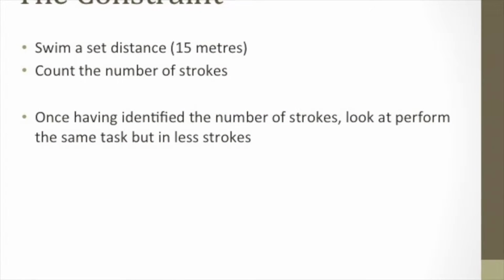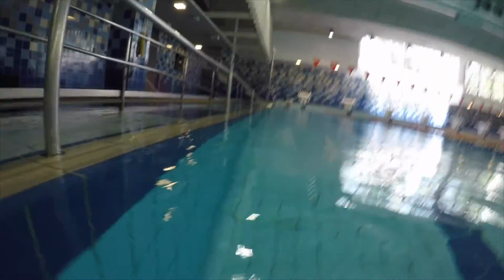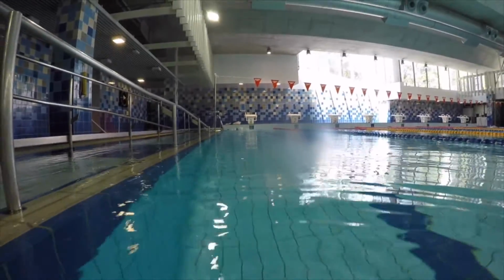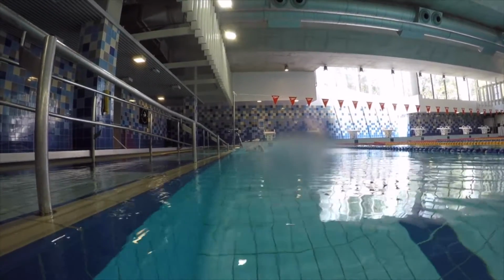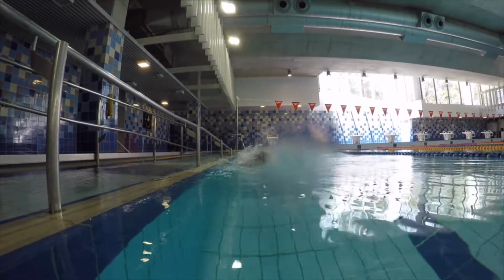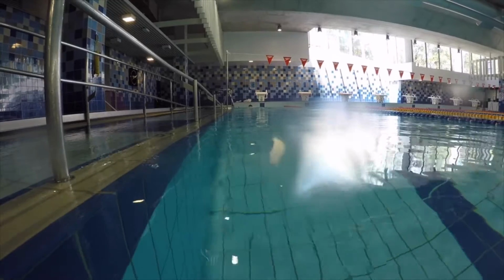As mentioned previously, the aim of the constraint will be to improve stroke length. By doing this, we have asked our athlete to swim 15 metres down the pool and count the number of strokes it takes to get there. Once we know this number, he will aim to reach the same distance in fewer strokes by increasing the speed of the pull phase and increasing the stroke length.